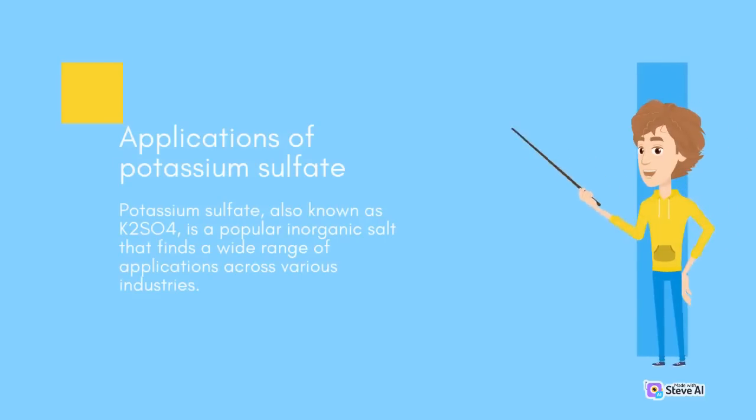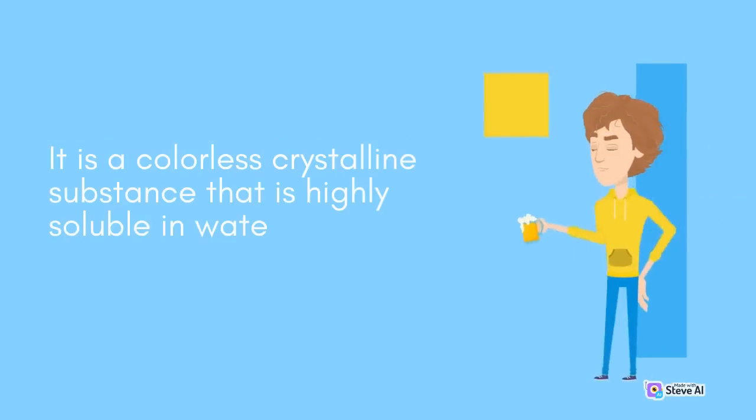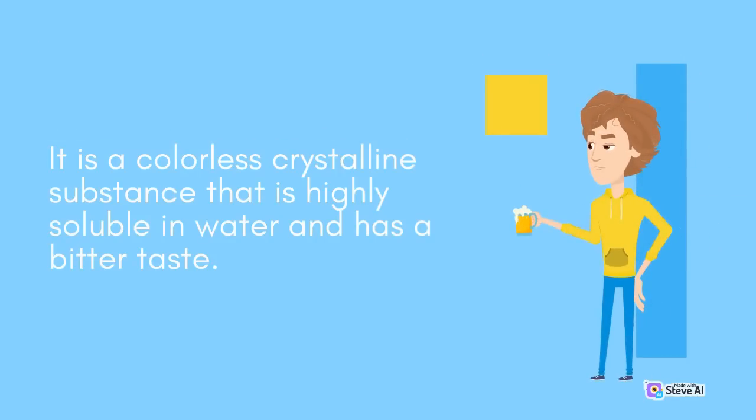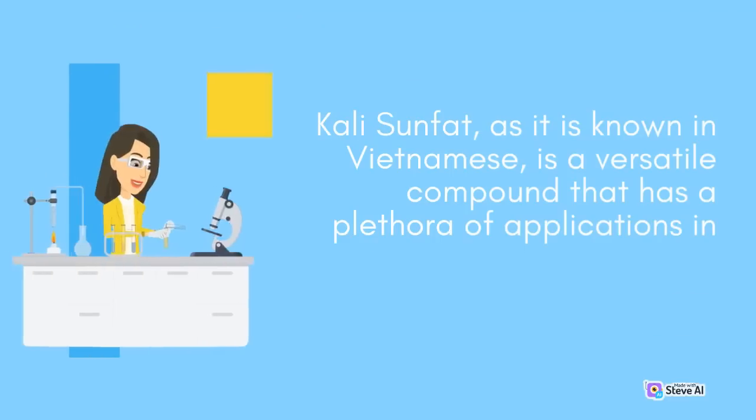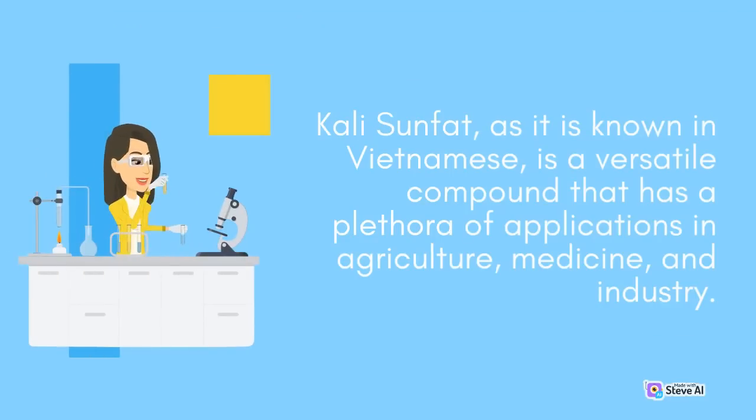Applications of potassium sulfate. Potassium sulfate, also known as K2SO4, is a popular inorganic salt that finds a wide range of applications across various industries. It is a colorless crystalline substance that is highly soluble in water and has a bitter taste. Kali sunfat, as it is known in Vietnamese, is a versatile compound that has a plethora of applications in agriculture, medicine, and industry.